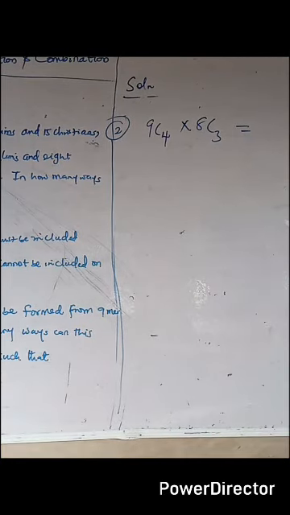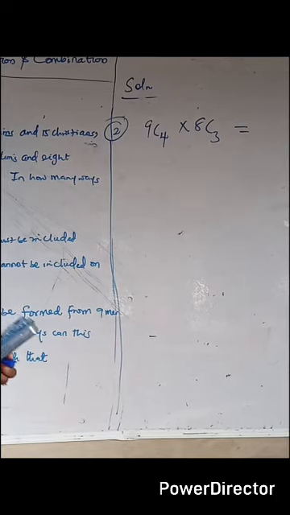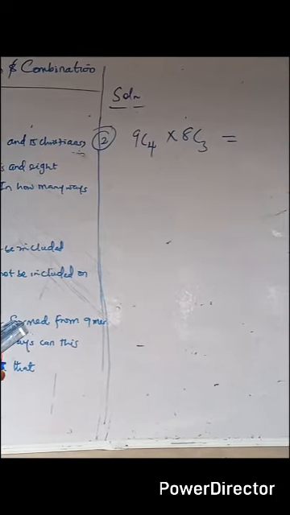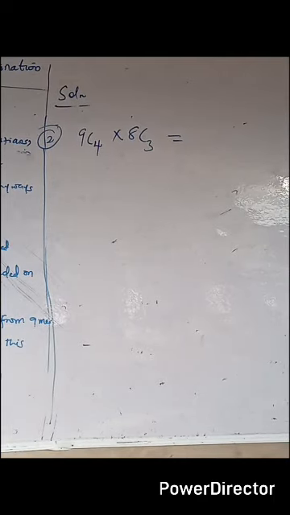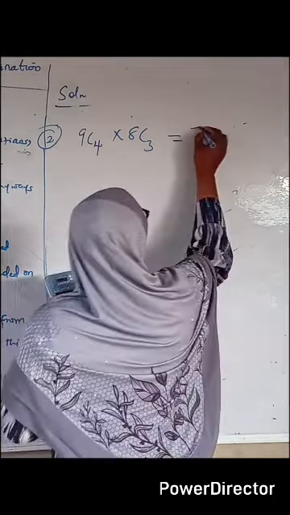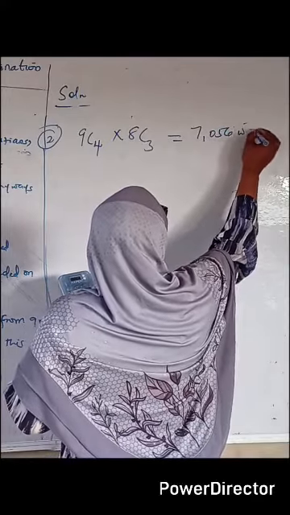9 combination 4 times 8 combination 3. You can use your calculator at your end over there. 9 combination 4 times 8 combination 3. So I have 7,056 ways.